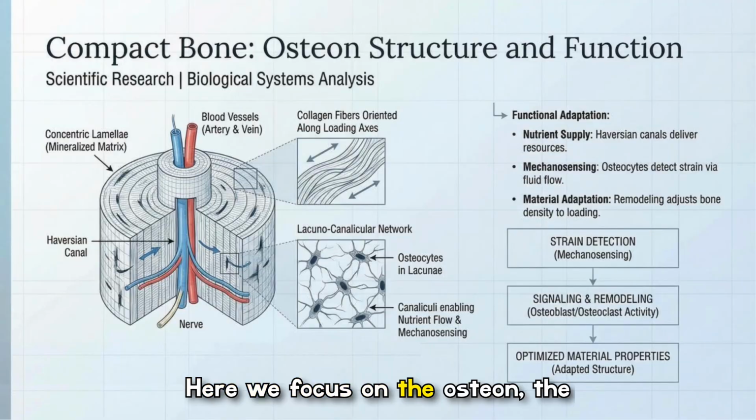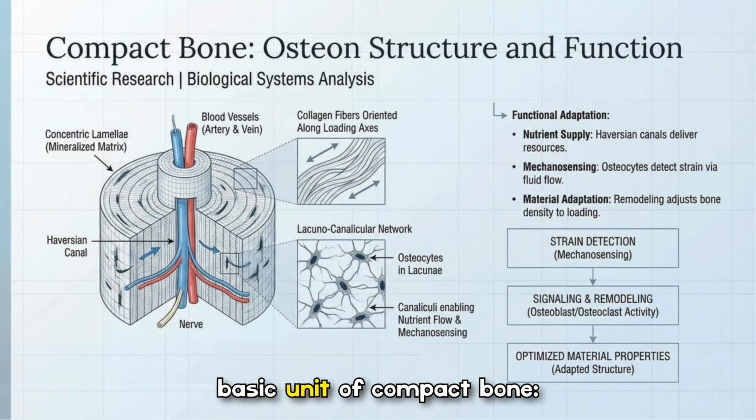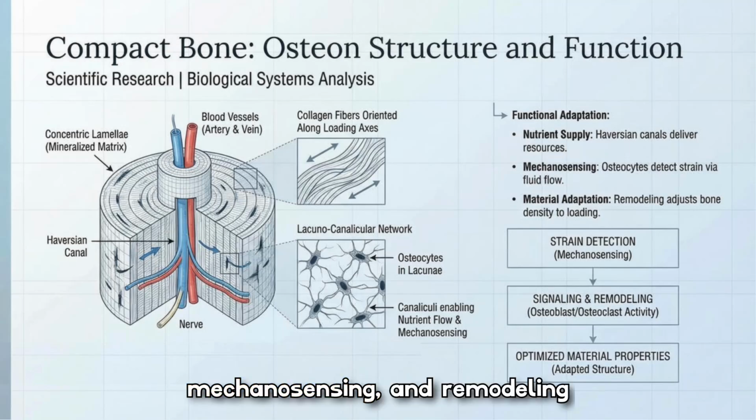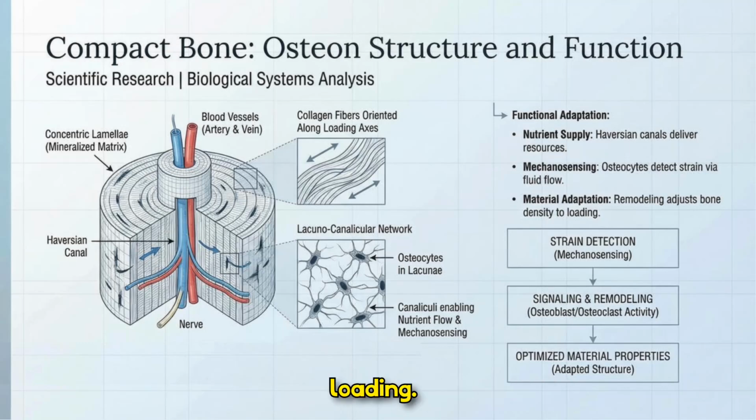Here we focus on the osteon, the basic unit of compact bone. Concentric lamellae surround Haversian canals carrying vessels and nerves, while the lacuno-canalicular network houses osteocytes that sense fluid flow and strain, enabling nutrient delivery, mechanosensing, and remodeling that together optimize material properties in response to loading.